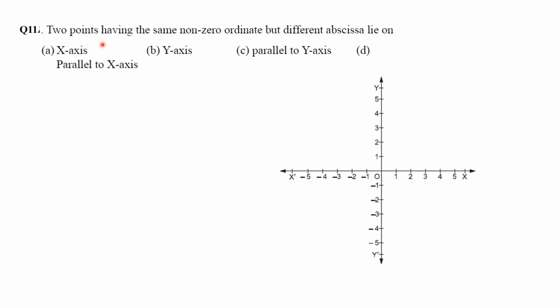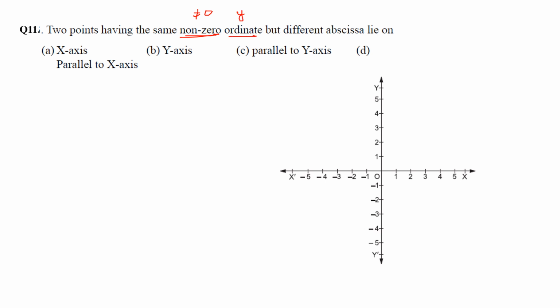Now question number 11. 2 points having the same non-zero ordinate but different abscissa lie on. So what is the meaning of non-zero ordinate? Means it won't be 0. Apart from 0, you can take any value. Okay, non-zero means not equal to 0. Apart from 0, any coordinate, any value you can take. So they are telling you have to take same ordinate. Ordinate is y-axis. Same y coordinate but different abscissa.